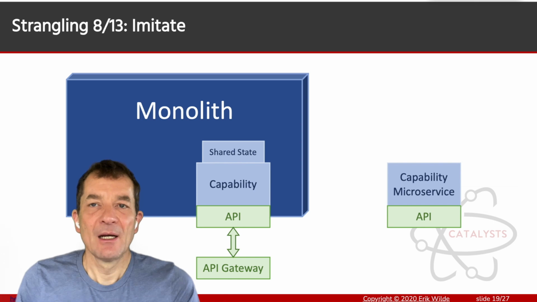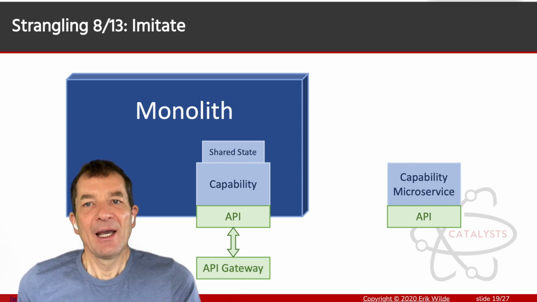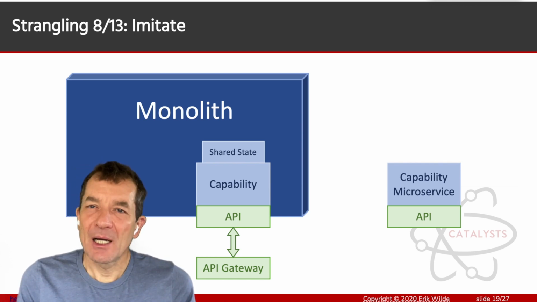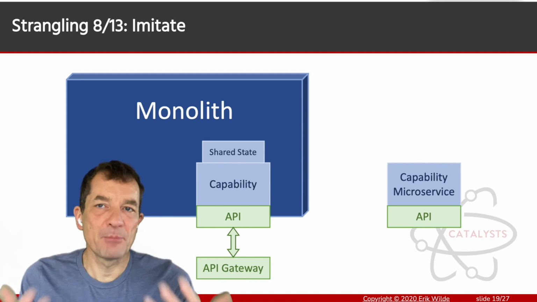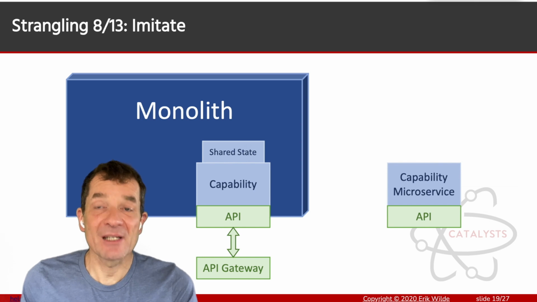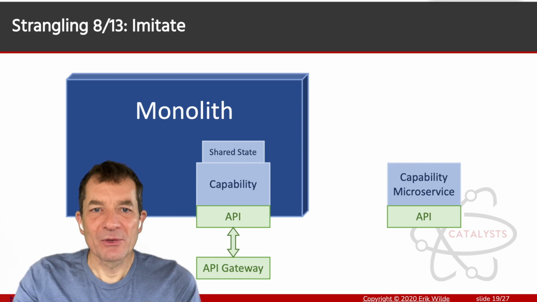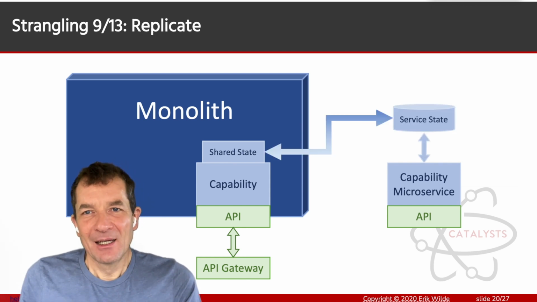Step number 8. I also need to access my microservice, and in order to do that, I should give it the exact same API as my original implementation has. So the API that you see here for both of these service implementations is the same API. That's important. Let's move on to the next step, step number 9.